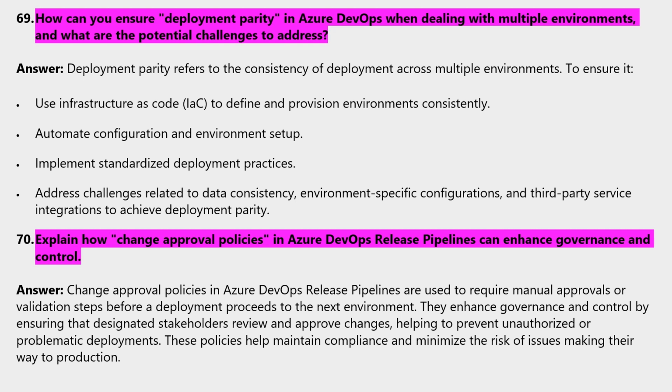Explain how change approval policies in Azure DevOps release pipelines can enhance governance and control. Answer: Change approval policies in Azure DevOps release pipelines are used to require manual approvals or validation steps before a deployment proceeds to the next environment. They enhance governance and control by ensuring that designated stakeholders review and approve changes, helping to prevent unauthorized or problematic deployments. These policies help maintain compliance and minimize the risk of issues making their way to production.